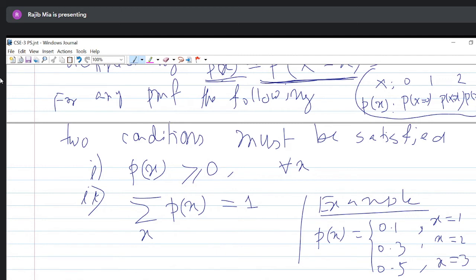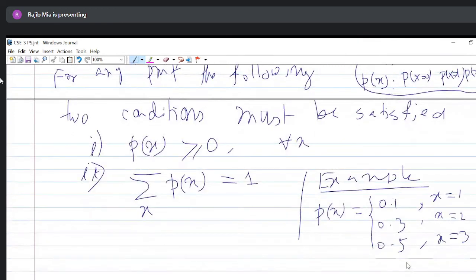So is it a probability mass function? No, because the summation is not equal to 1. The second property is not satisfied here. That is, the summation of P(x) here is equal to 0.9, which is not equal to 1. So this is not a PMF.